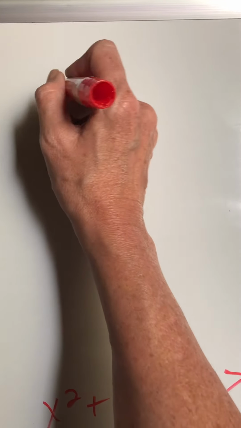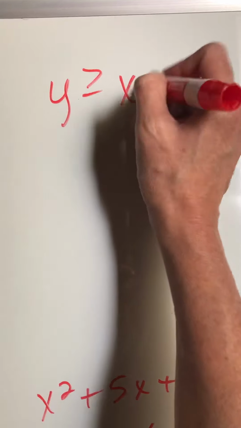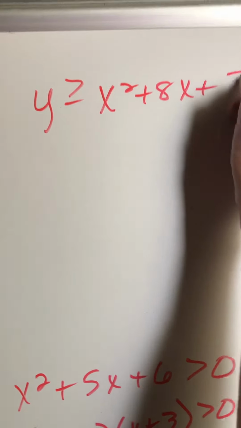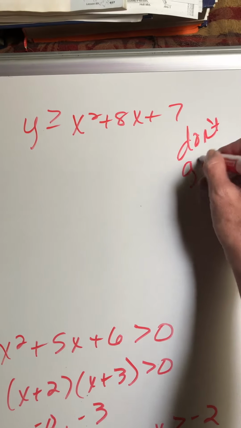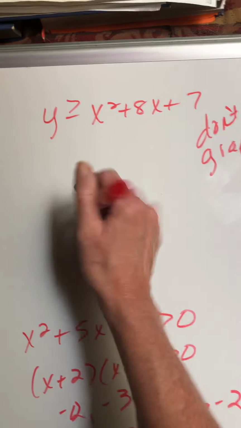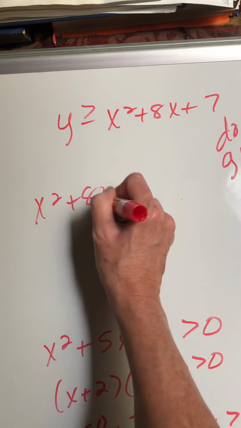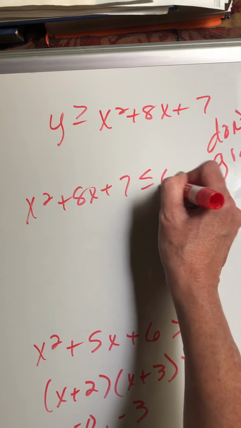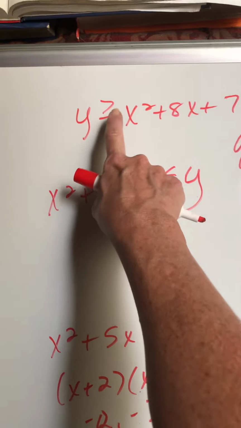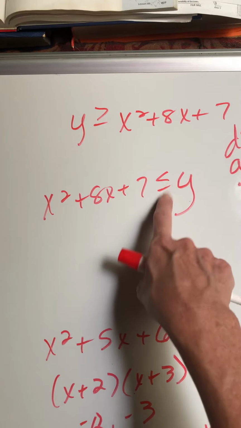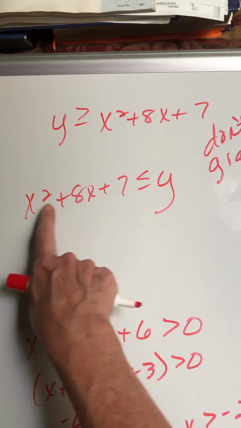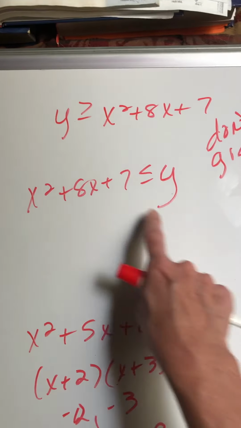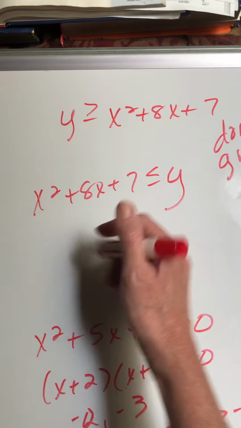So if you have one that says that you need to graph it, something like y greater than x squared plus 8x plus 7, you're not going to graph this. So don't graph. What you are going to do is rewrite it so you can tell whether this is a conjunction or a disjunction. So notice the arrow is still pointing to the x squared, still pointing to the quadratic. So I just flipped everything over. That way I know this is a conjunction and I know how to write my answer.